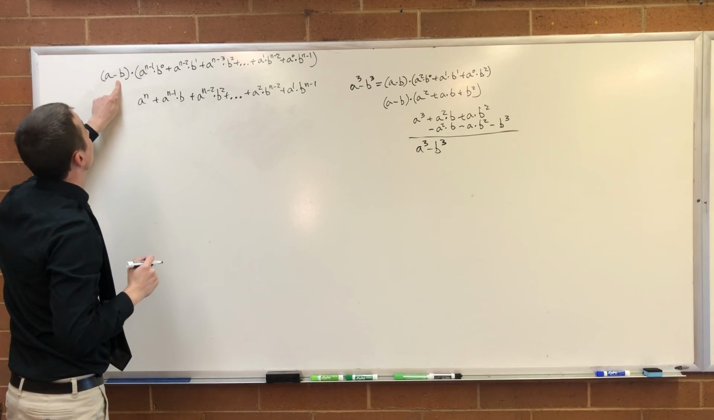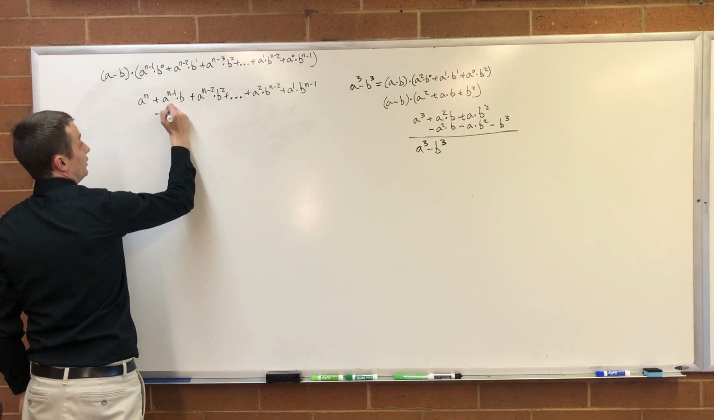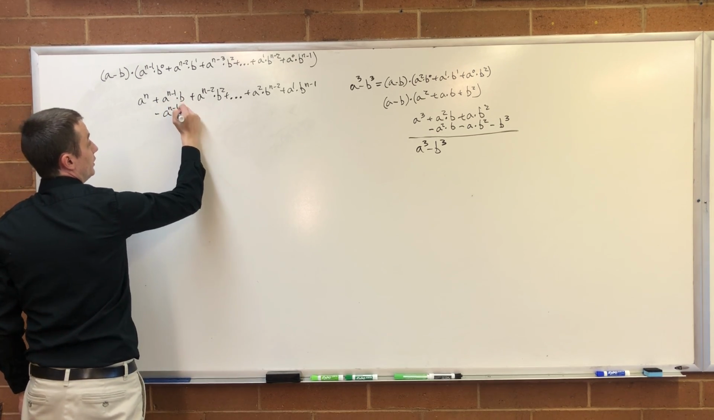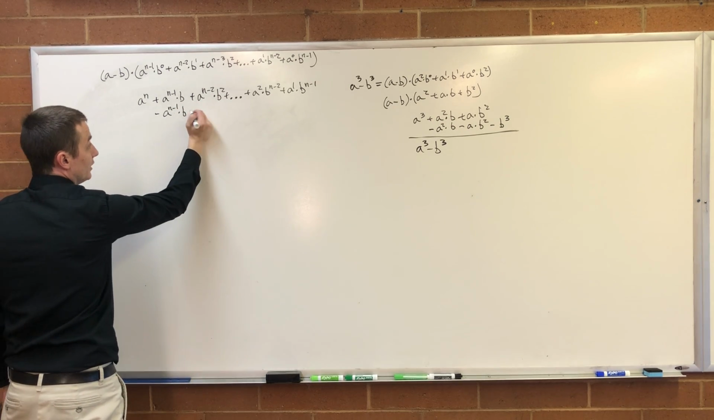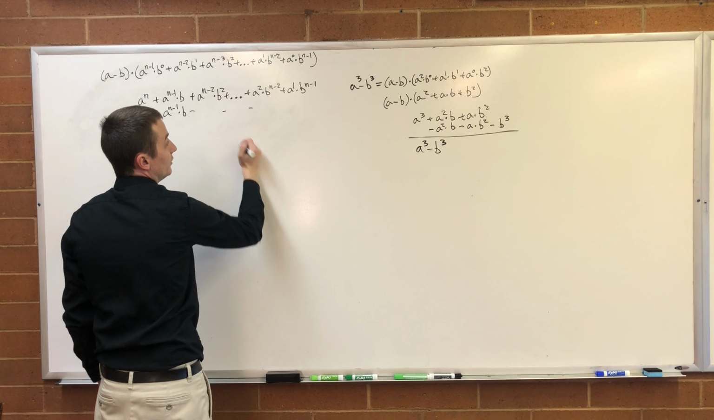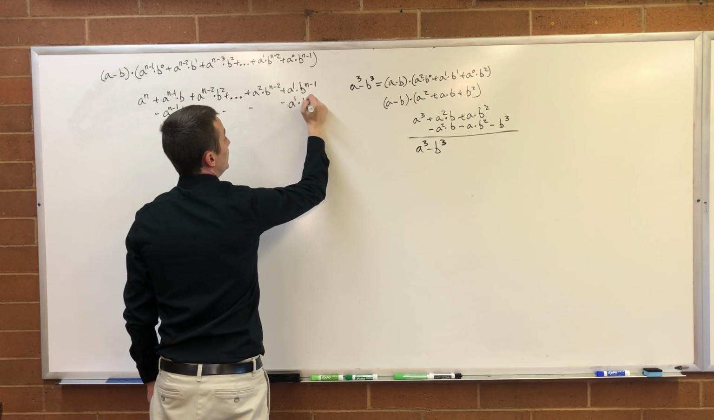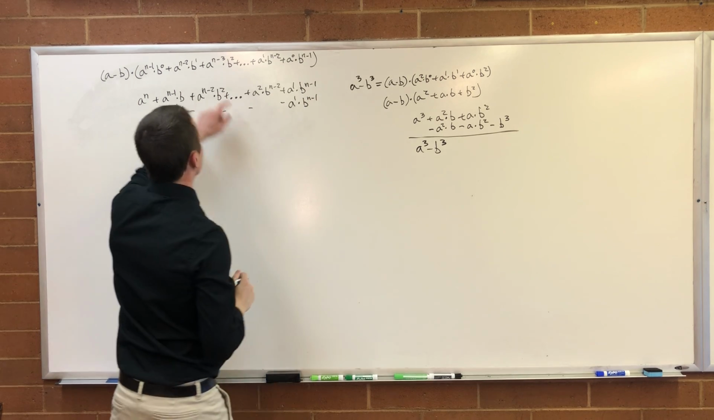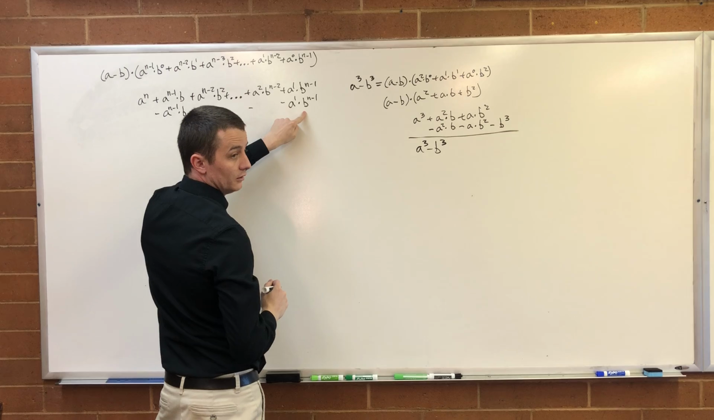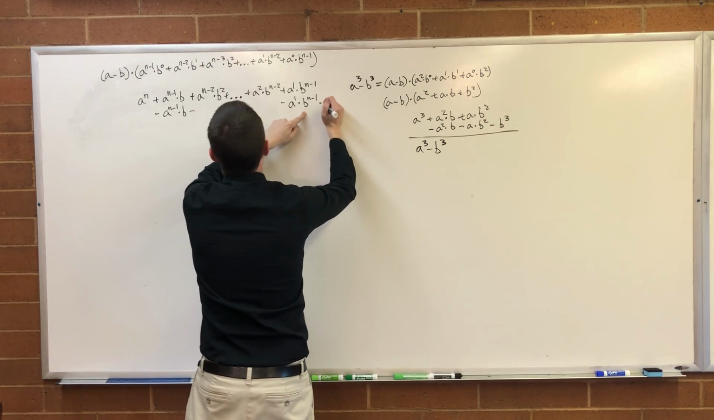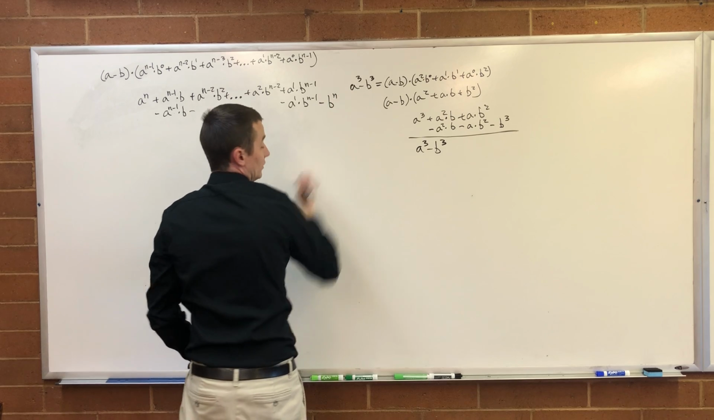Distributing through the b times this, we're going to get negative a to the n minus 1 times b. You see that? And we'll get negative this term, negative this term, negative this term, negative this term, a to the 1 times b to the n minus 1. So that was multiplying b into this term. Finally, minus b times this term gives me b to the n.